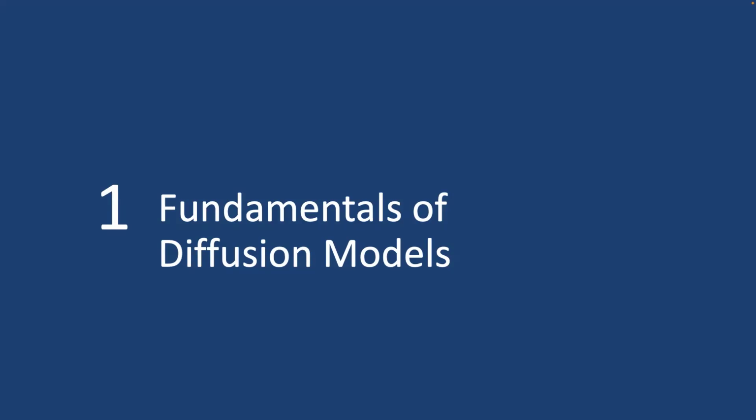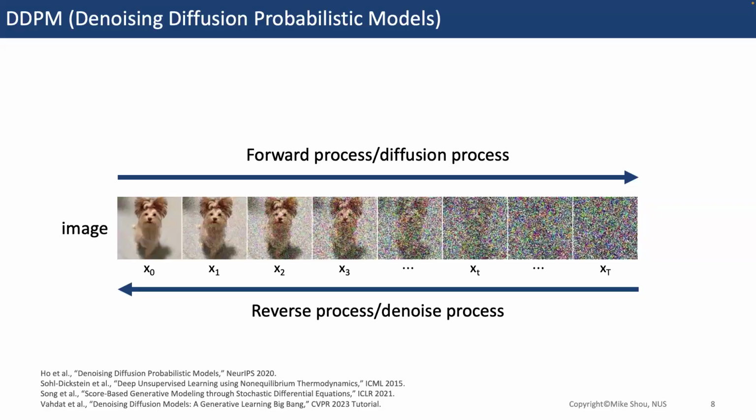So you probably heard of DDPM, which is denoising diffusion probabilistic models. And it's one of the most well-known types of the diffusion model out there. The process involves two main stages, the forward process and the reverse process.